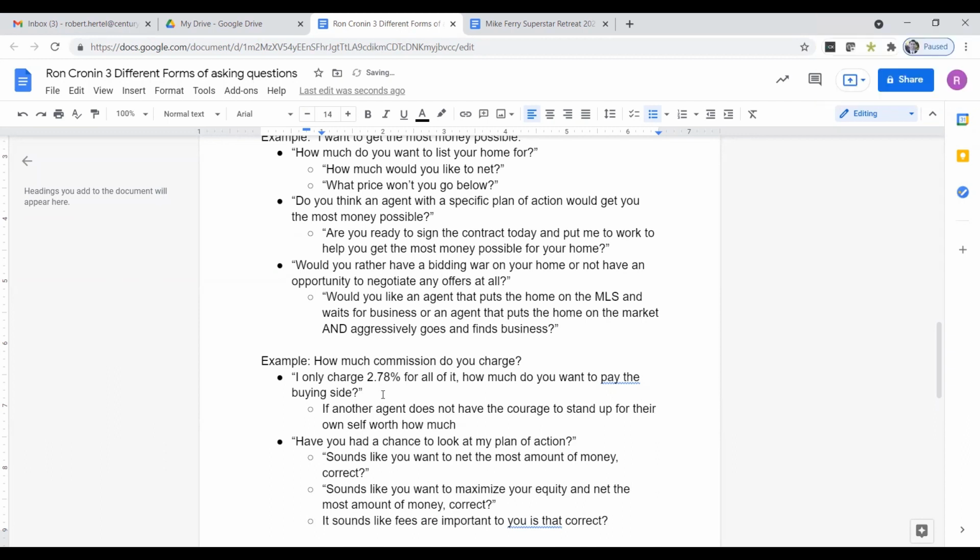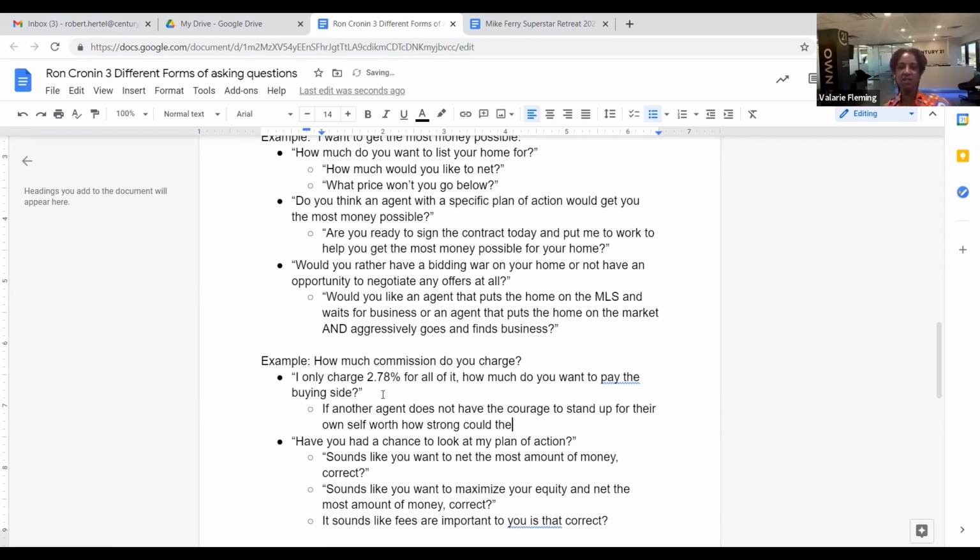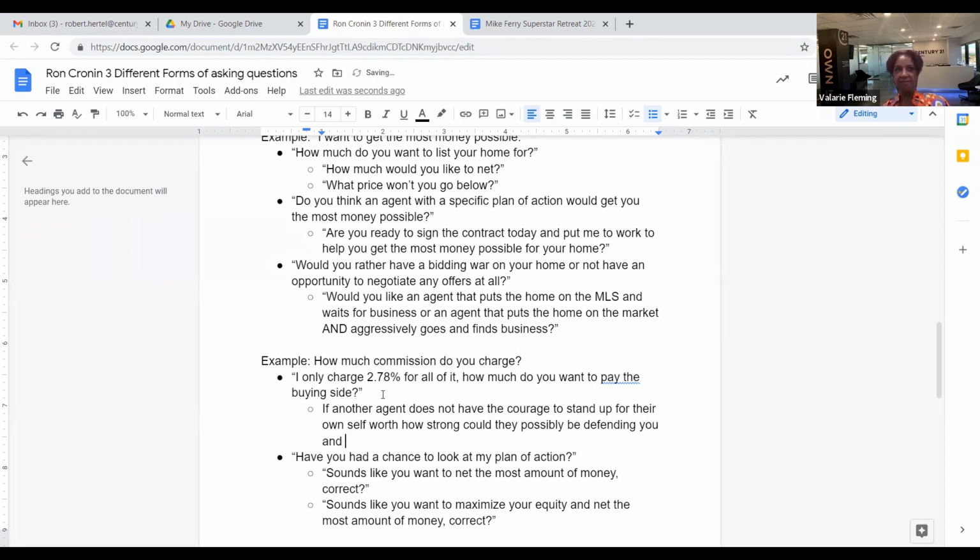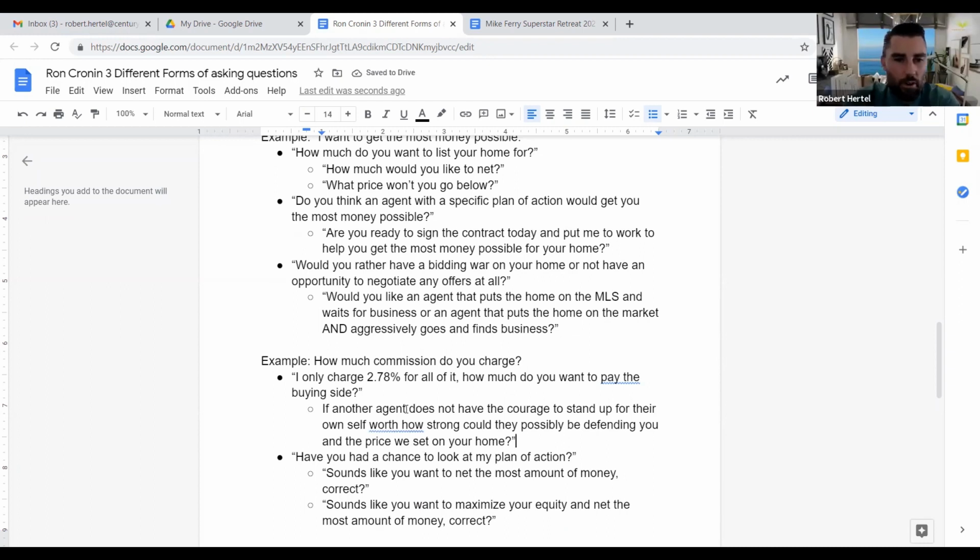How strong could they possibly be defending you and the price you set for your home? That's the key. If another agent can't stand up for their own self-worth, how strong could they possibly be defending you and the price we set on your home? Because that makes them open. Well, yeah, I guess that makes a lot of sense. So and so forth.